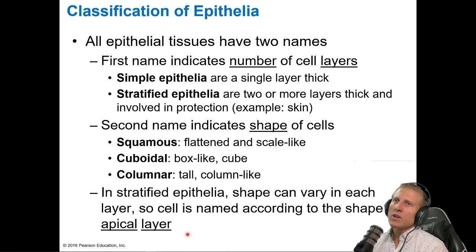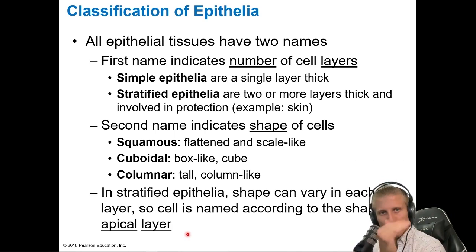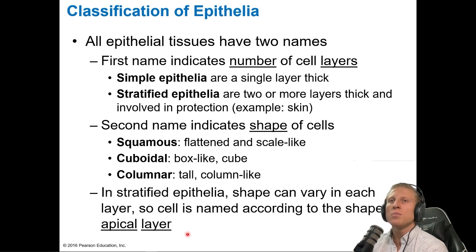Now, obviously, when we look at tissues and we have stacked cells in squamous tissues, we might note that the shape of the cells varies throughout the course of that layering process. So how do we name them? Well, we look at the apical surface. We look at the outermost, the top layer, and the shape of that cell dictates the naming convention for that tissue.